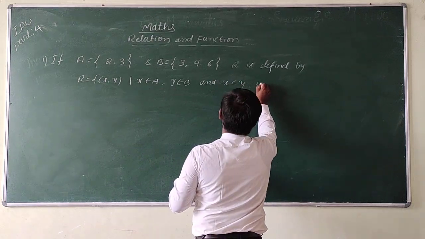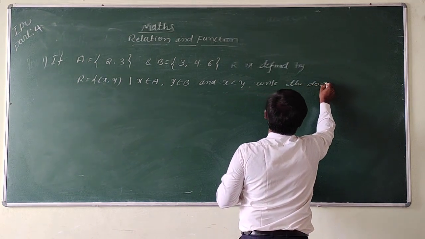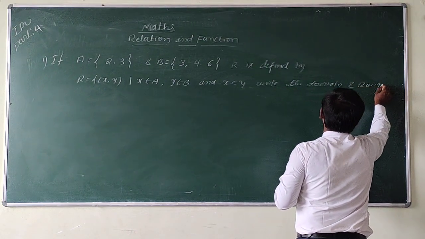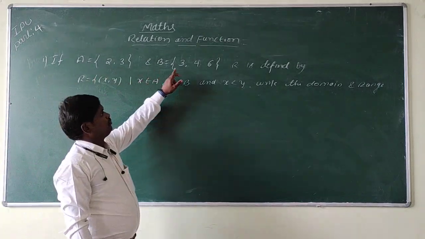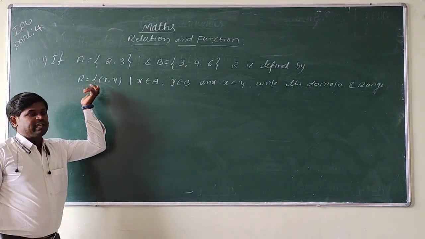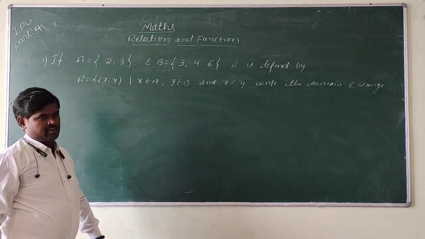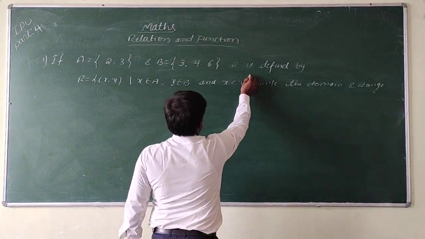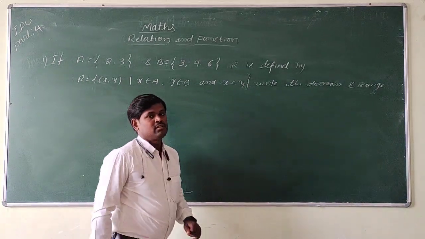Write the domain and range. See here, the relation is defined on set A and set B, and R consists of the ordered pairs (x, y) such that the first element belongs to set A and the second element belongs to set B, and they satisfy the condition x < y. So this is the relation defined from A to B, and we need to write its domain and range.